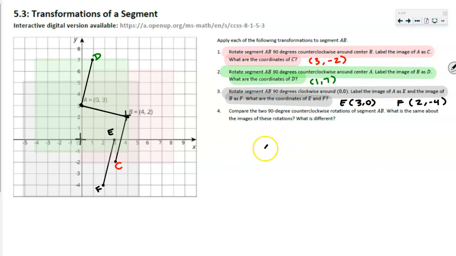Do you guys notice anything here with those coordinates? I'll rewrite them. So A was originally 0, 3. It was rotated 90 degrees clockwise, and now it is 3, 0. B was originally 4, 2, and it rotated 90 degrees clockwise around the origin, and it is now 2, -4. Do you see anything interesting here? We can see it. It's sometimes hard to describe what's happening, right? What is it that you're noticing? What do you see? Caitlin?